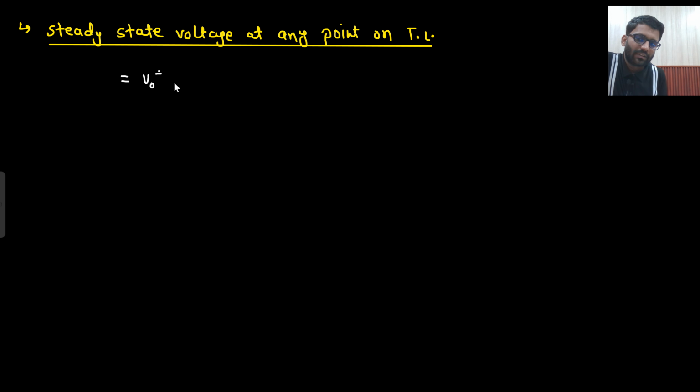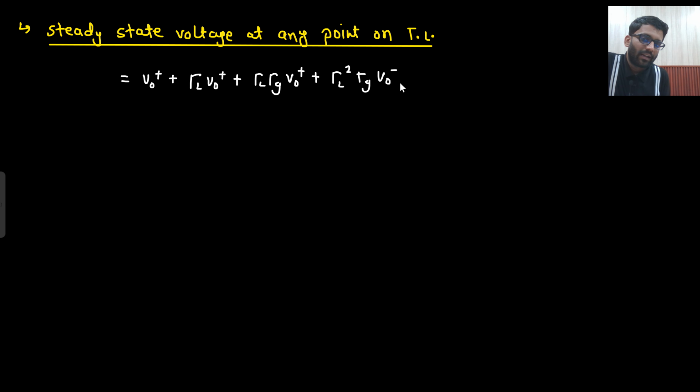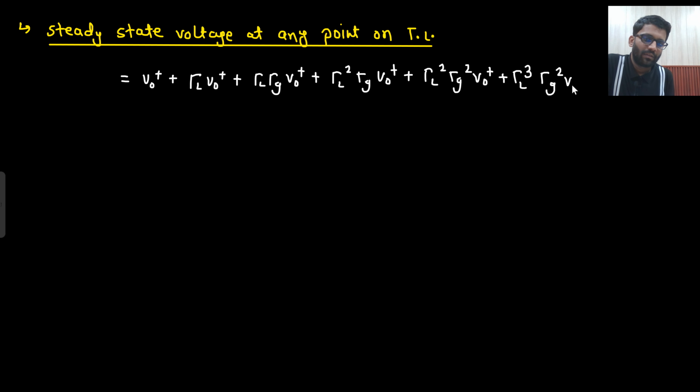Like initially it was V naught plus, then one reflection will be taking place, then another reflection but from the source end will be taking place, then another reflection but from the load end will be taking place, then another reflection but from the source end will be taking place. So in that manner things will keep on going, right? From here load, source, load, source, load, then from source. In that manner things are going.